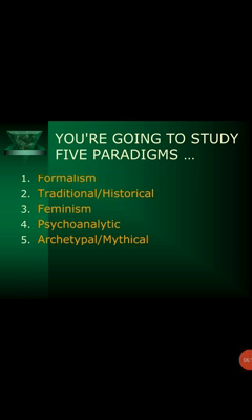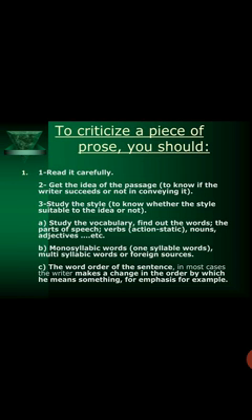We are going to study five paradigms of literary criticism. First, it's formalism. Second one is traditional, that's historical. Third one is feminism. Next one is psychoanalytic, and last one is archetypal, that's mythical criticism. When you try to criticize any literary work, what points should you remember? Those points will be helpful to criticize a literary work. In what way should one criticize a literary work? Here are some points, and remember them.